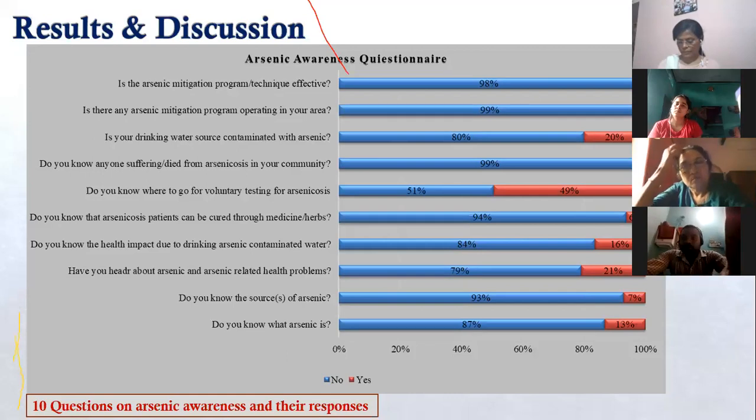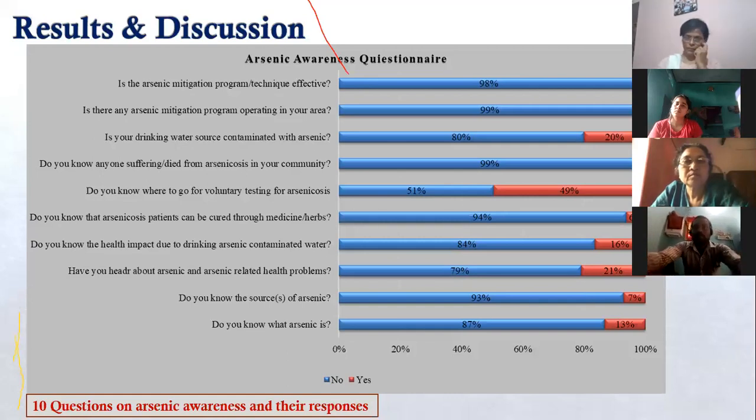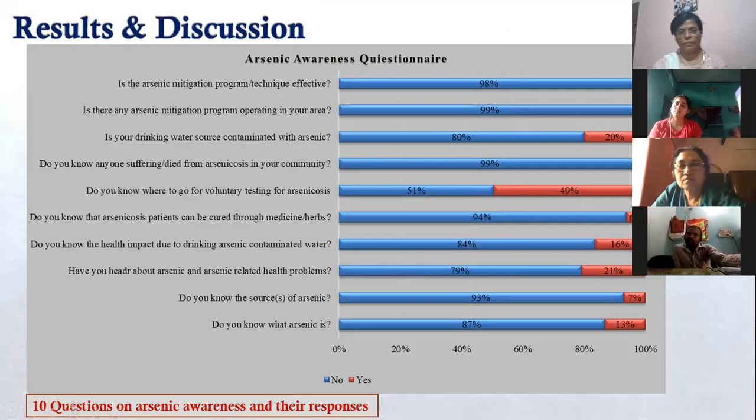Now, we are talking about arsenic awareness. So how was the arsenic awareness captured? There are different ways. What I did is basically I had 10 questions and then I asked the questions and then I had the answers. So all the 10 questions were pertaining to arsenic, basically capturing arsenic awareness related information through different questions.